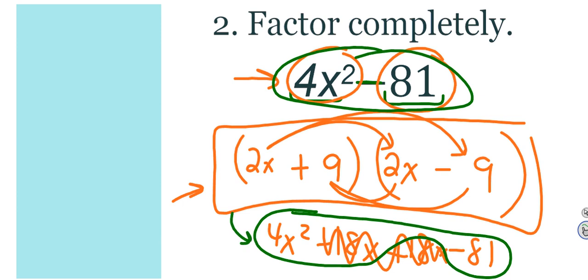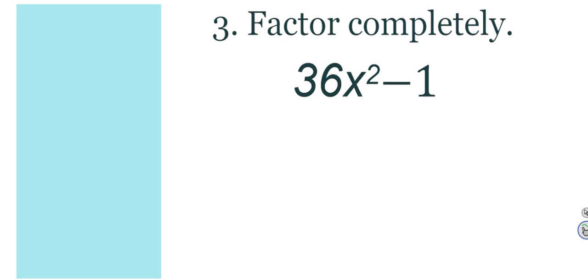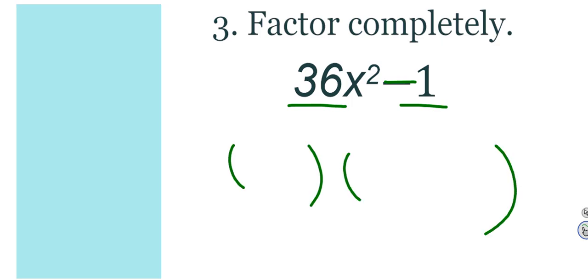All right, let's do it one more time. Yep, that's a perfect square. Yep, that's a perfect square. Yep, that's a minus. Here we go. Let's set up our parentheses. Square root of 36 is 6. Square root of x squared is x. So 6x times 6x is 36x squared. Square root of 1 is 1. Square root of 1 is 1. Put your plus, put your minus, and we're done.